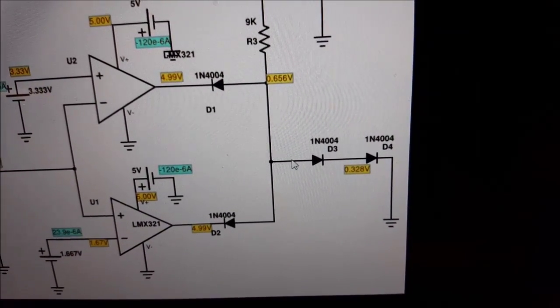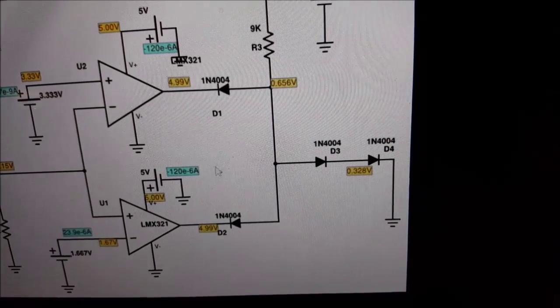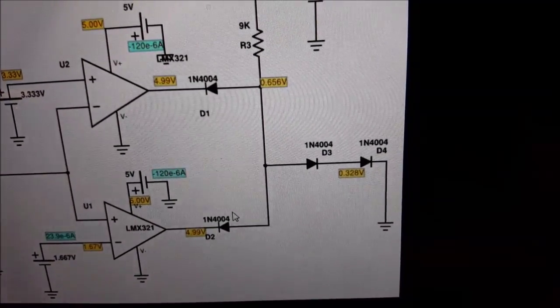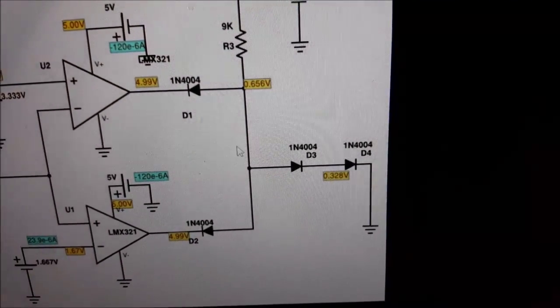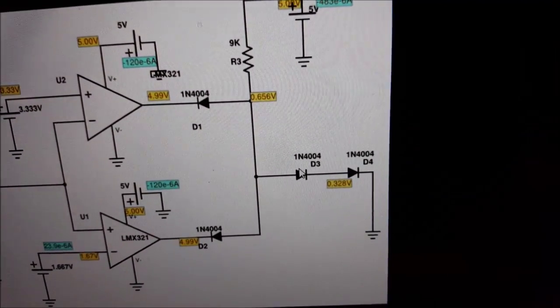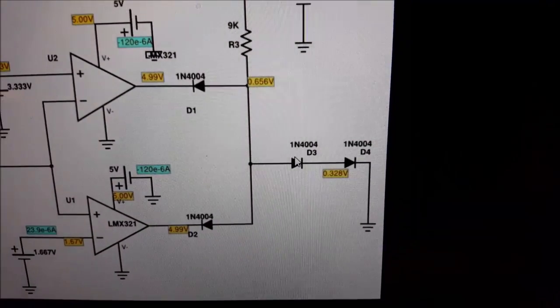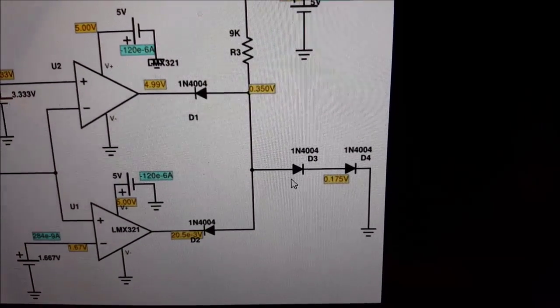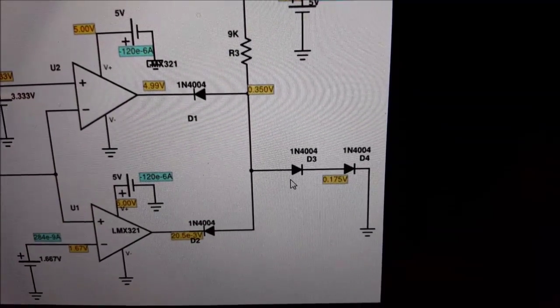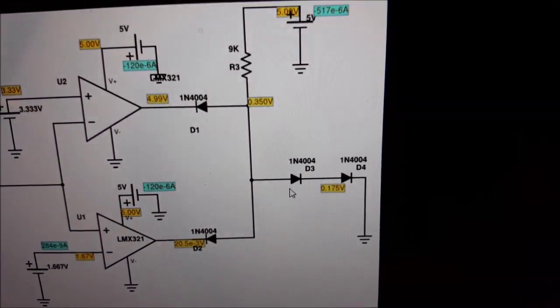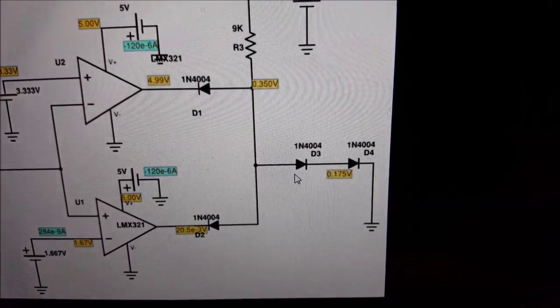Must be something about these diodes in the simulation, because ideally it should be 0.7 when turned on. So I'm not exactly sure why that's goofy as it is. And then when it's turned off, 0.7 volts there, and we get 0.3. So it's about double what the simulation gave us.